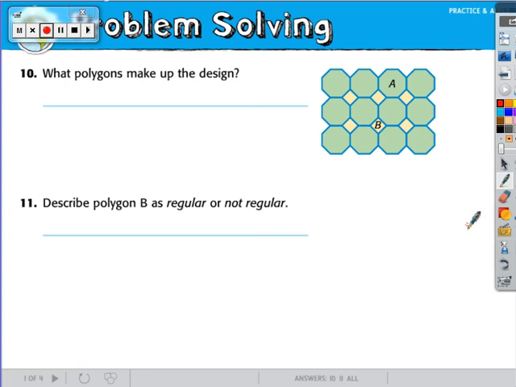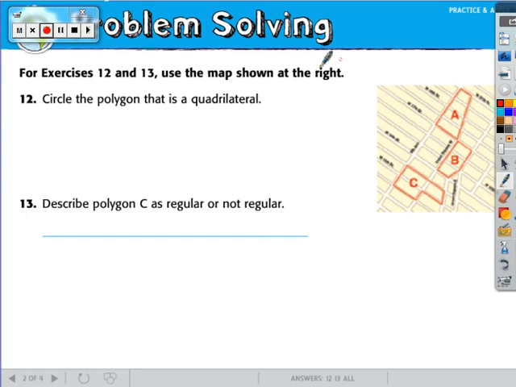What kind of shapes? Okay, I know what you guys are going to do. You're going to all see these shapes. You're going to forget about shape B. That's all I'm going to say. Don't forget about shape B. You're going to circle the polygon that is a quadrilateral. You're going to describe the polygon seen as regular or not regular. That's it. Okay, here's polygon C.